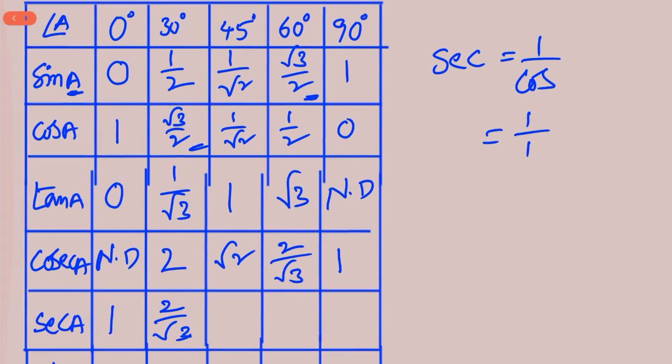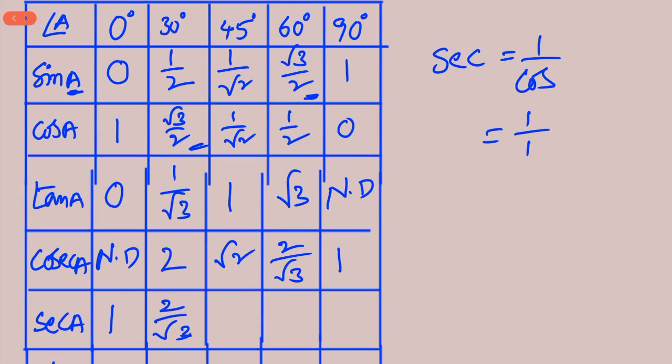And what is secant 45? Cos 45 is 1 by root 2, that means root 2 by 1, that is root 2. And secant 60 is 1 by 2, that is 2 by 1, which is 2. And secant 90 is 1 by 0, again it is not defined. So these are the secant values.